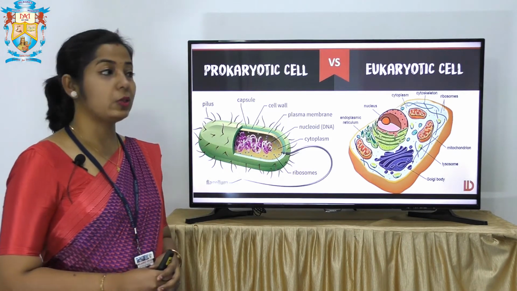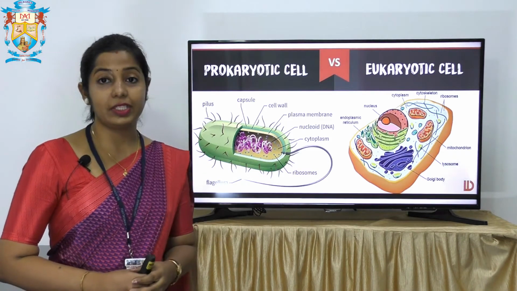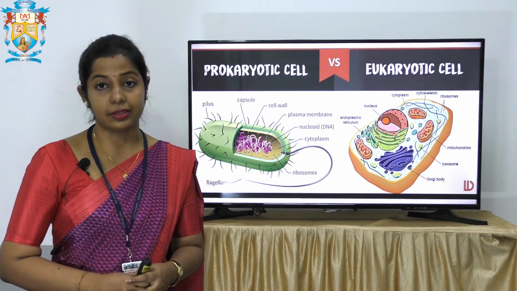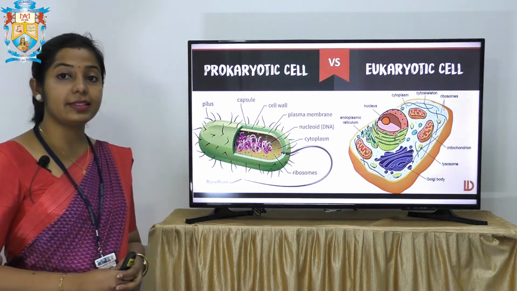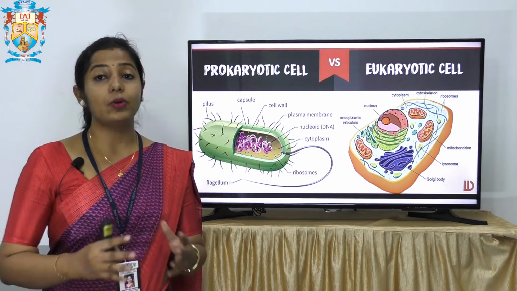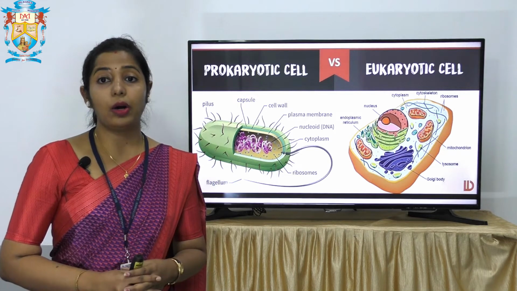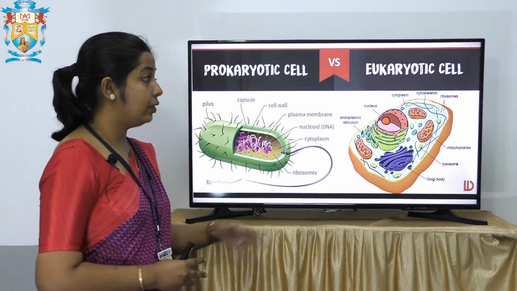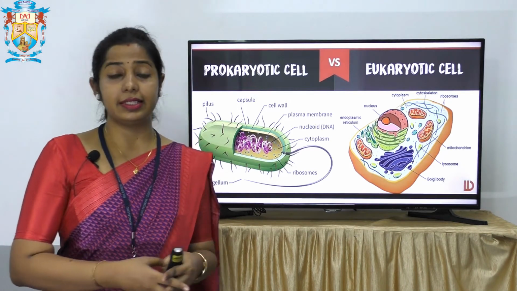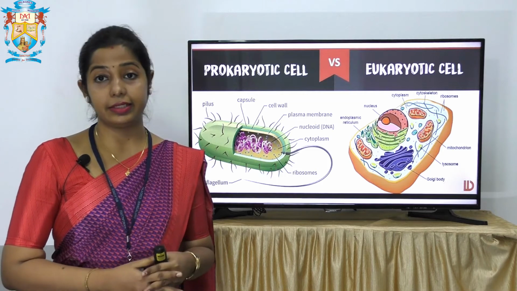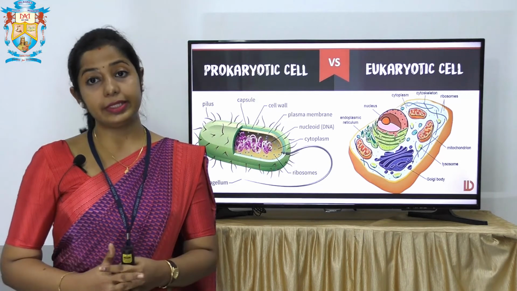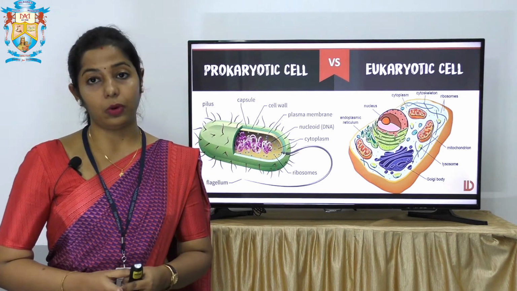The ribosomes present in the prokaryotic cell are 70S, whereas the ribosomes in the eukaryotic cell are 80S. In prokaryotic cells, a tough, rigid layer is present outside of the plasma membrane, called the cell wall. In the case of eukaryotic cells, some, like plant cells and fungal cells, have a cell wall, but the rest of the eukaryotic cells, like animal cells, do not have a cell wall.